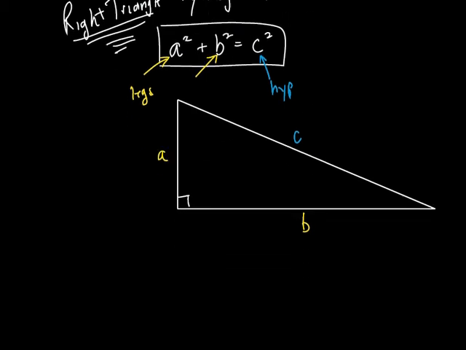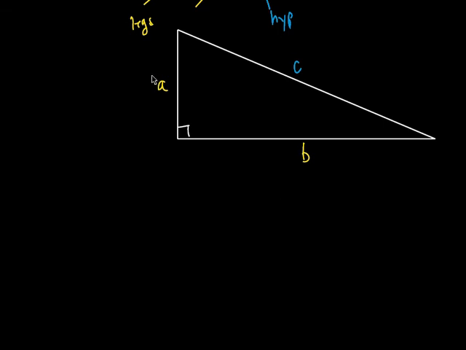So, for instance, let's do a little example here. Let's get rid of these letters and actually put some real numbers in here. Let's say I put a 3 here and a 4 here. This is about the easiest one that you could possibly do. That's why I started with this. And you wanted to solve for the hypotenuse. You wanted to solve for C.